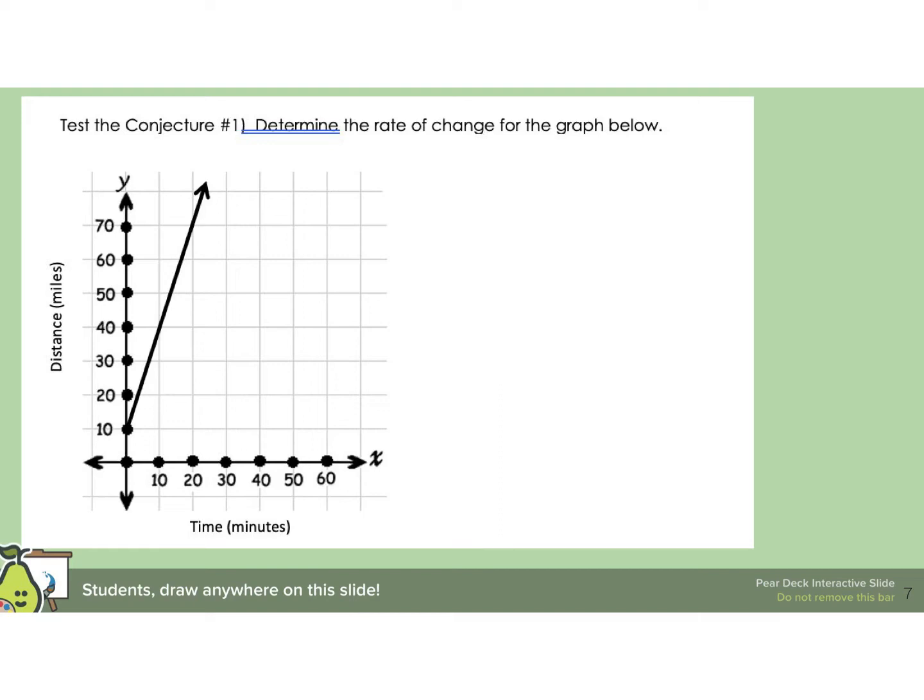All right, so test the conjecture 1. We're testing to make sure, does the sign really tell us which way the line is going? We're going to have to determine the rate of change. We're going to keep writing this until we memorize it.